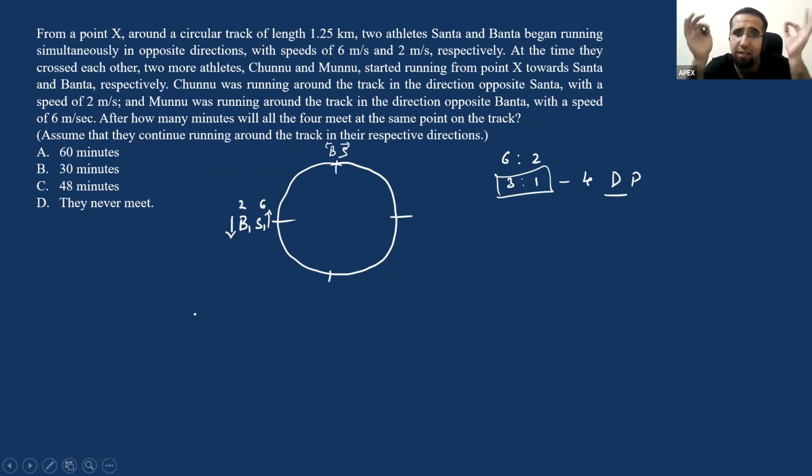Now, what happened at that time? 2 more athletes, Chunnu and Munnu, started from point X again. Let's say this is point X, the starting point, towards Santa and Banta respectively. So who is moving towards Santa? Chunnu is moving towards Santa.